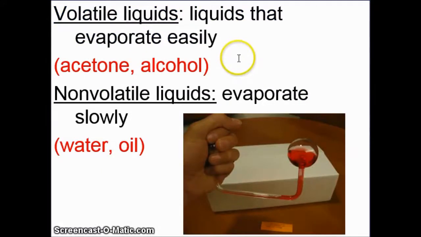The rate of evaporation is also affected by the intermolecular forces. So the stronger the forces, the slower it's going to evaporate, like water. The lower the intermolecular forces, the faster it's going to evaporate. Something like alcohol is going to evaporate very quickly.